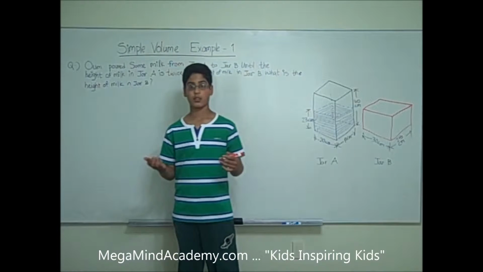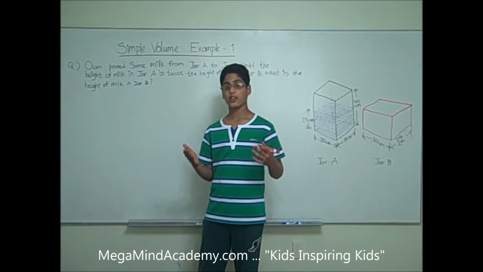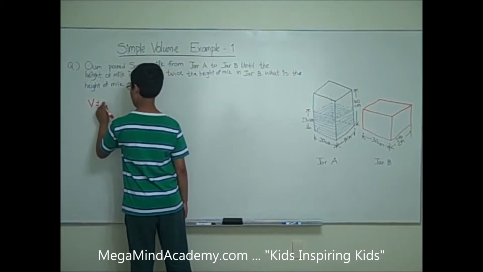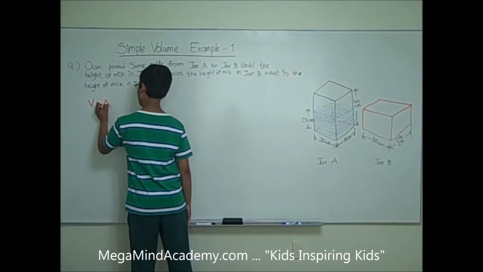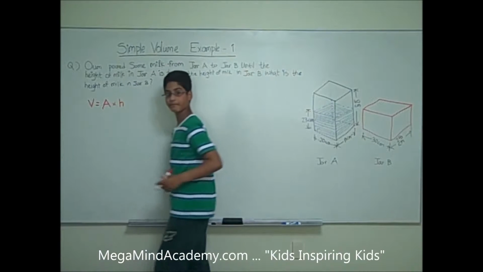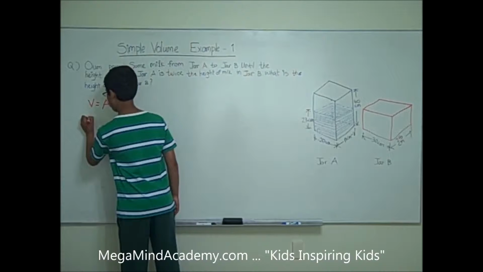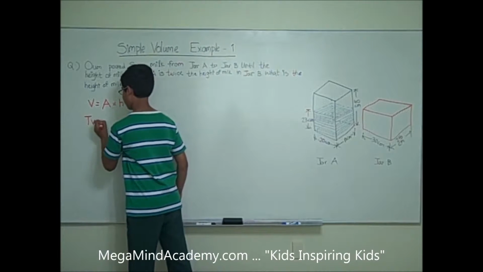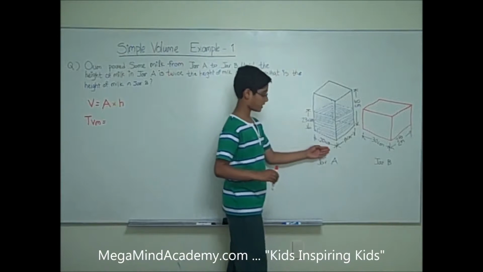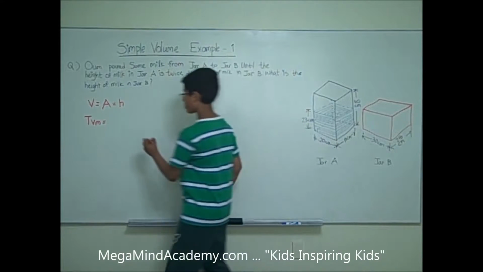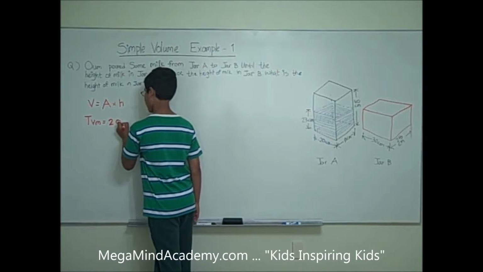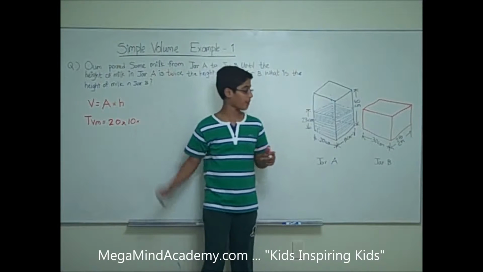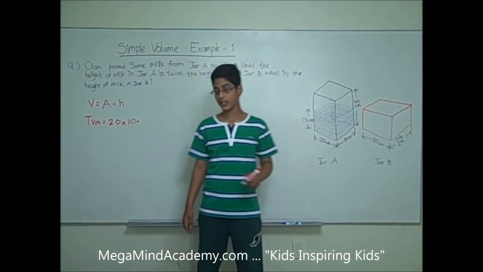Before we find the total volume of the milk, let's first write down the formula for finding the volume. The volume is always equal to the area times the height. So, the total volume of the milk is equal to the area, which is 20 centimeters times 10 centimeters, times the height of the milk, which is 23 centimeters.